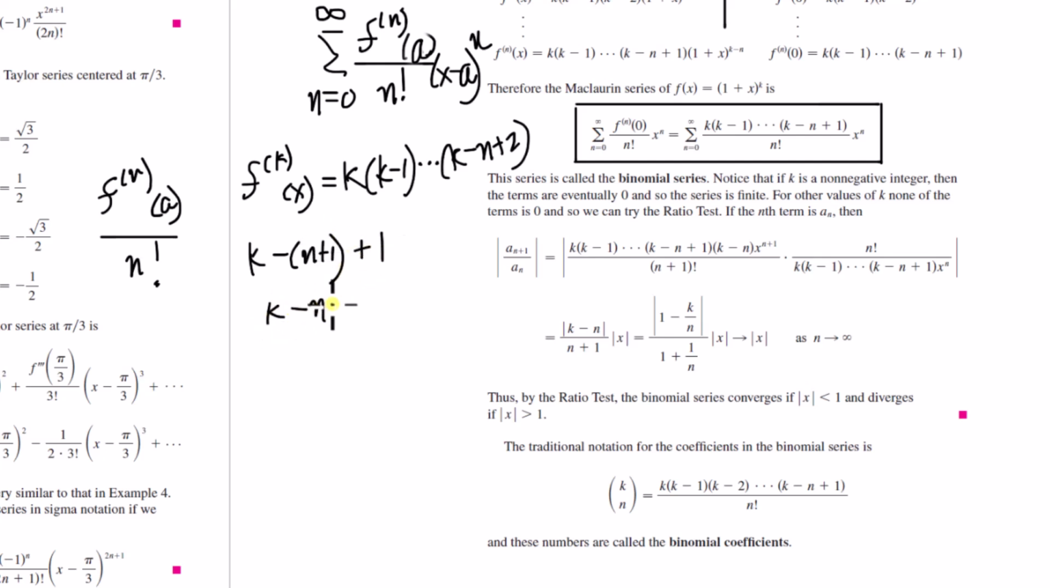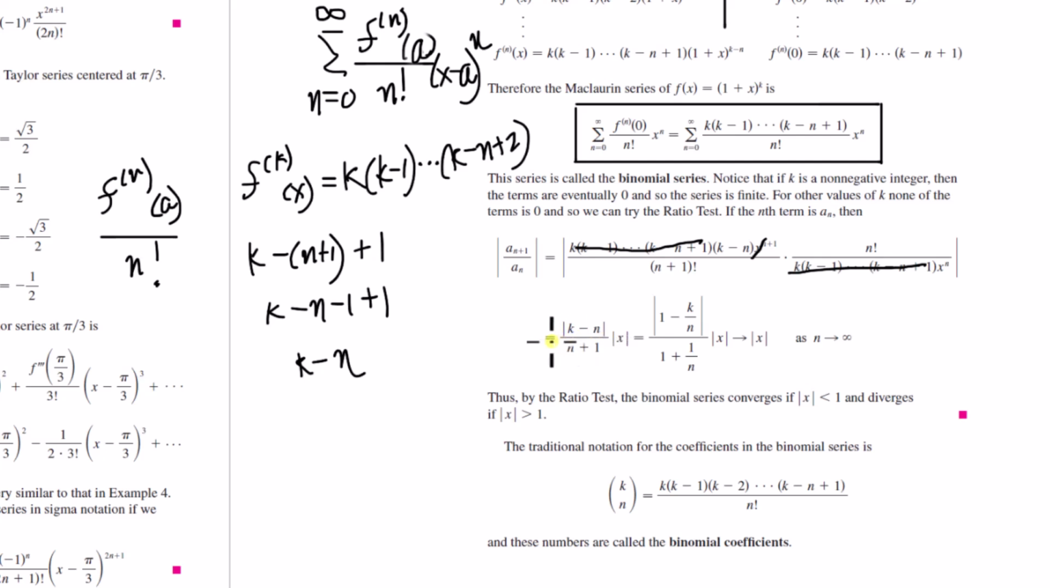K minus n minus 1 plus 1. That's k minus n. So you go all the way to k minus n, and then x to the n plus 1 over n plus 1 factorial, and then n factorial, and then just, which you had, there's no n plus 1 here. And so you see all of this cancels. And the x to the n cancels, and so you end up with the absolute value of k minus n.